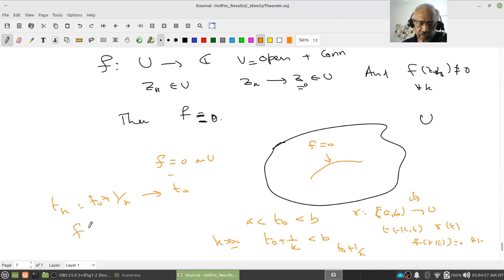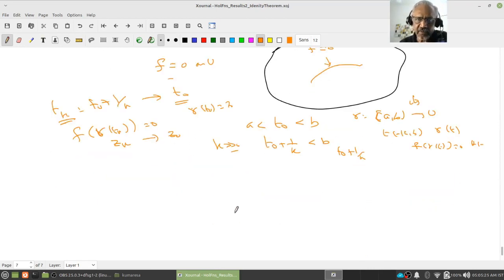Therefore f of gamma(t_k) is 0. You call gamma(t_k) as z_k, and gamma(t_0) you call z_0. Then z_k converges to z_0 because gamma is continuous. t_k converges to t_0, therefore gamma(t_k) converges to gamma(t_0). That means z_k converges to z_0. Are you following? Okay, so these are the typical situations.